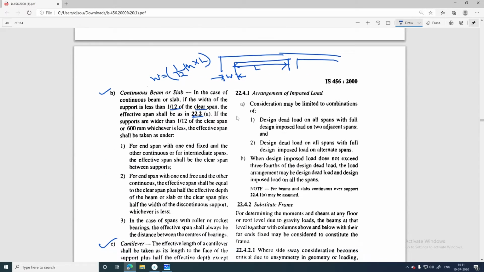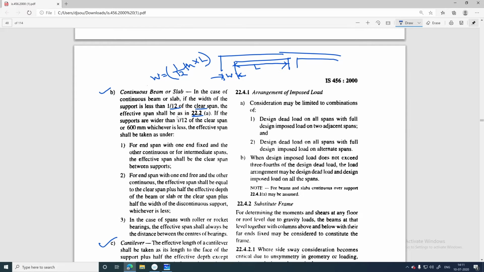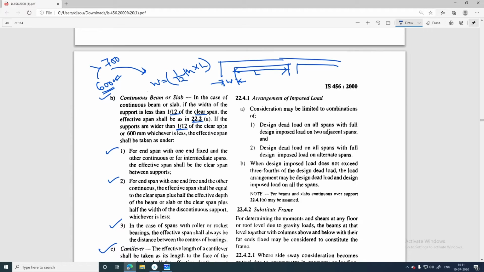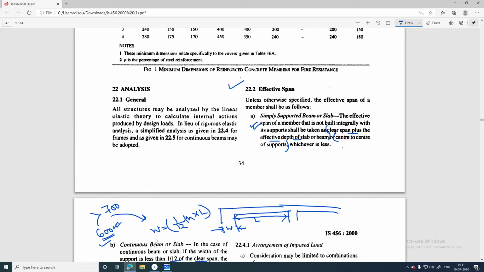But if it is not within that range, if it is wider than 1/12 of the clear span or 600, whichever is less, that is the maximum limit. So if it is greater than that, that means if it is 700 or 800, we need to consider this 600, whichever is less. For those cases we need to consider these three points, that means one end fixed and one end continuous. I will come to these later when we solve this kind of problem. So I hope all of you can understand this point.